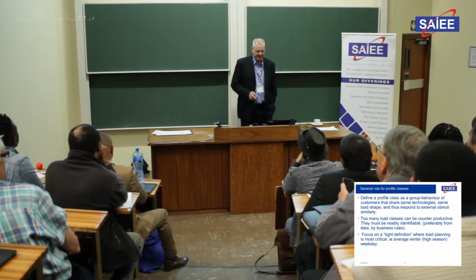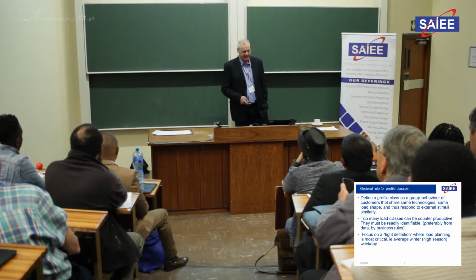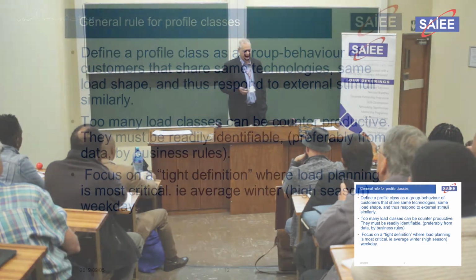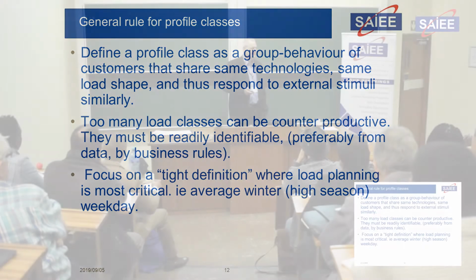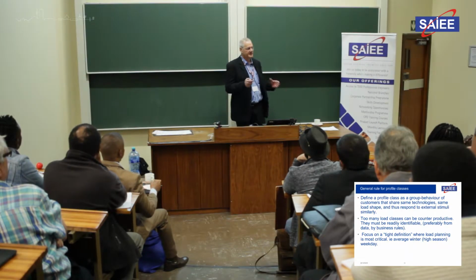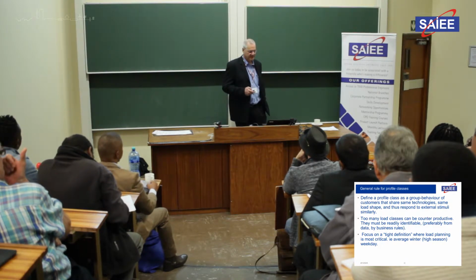And that basically led us to the general rule for profile classes. What we said was that we'll define a load profile class as a group of customers that exhibit the same behavior, share the same technologies, have a similar load shape, and thus respond to external stimuli similarly. So we define them closely enough that they behave similarly. In other words, they've got a strong diagonal.